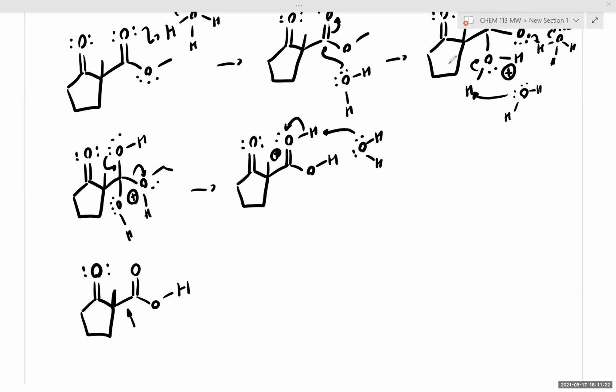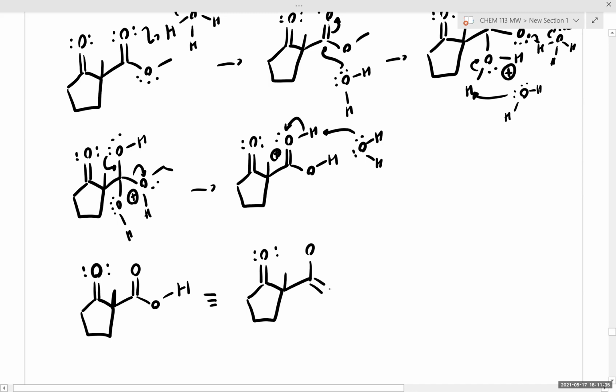Okay, so I'm going to redraw this molecule to make it a little bit easier for us to see the key decarboxylation step. And I would encourage that when you draw out these decarboxylation mechanisms, that you draw it out to make this 6-membered transition state easy to draw. So we're going to pull off a proton, form our carbon-oxygen double bond, break our carbon-carbon bond, and we get the enol tautomer.